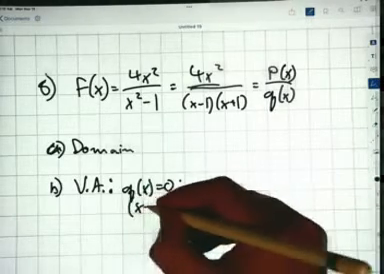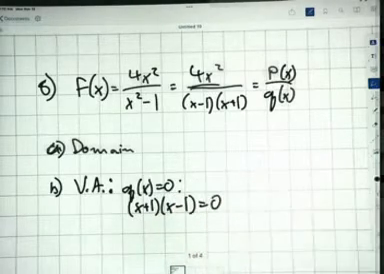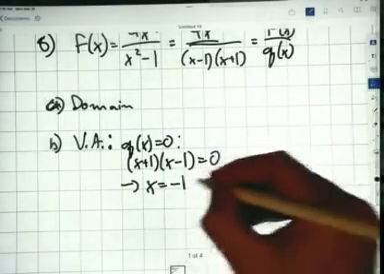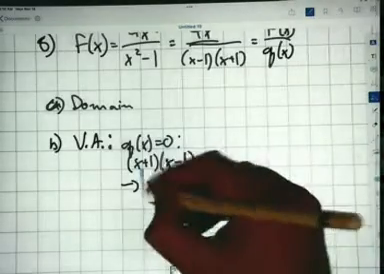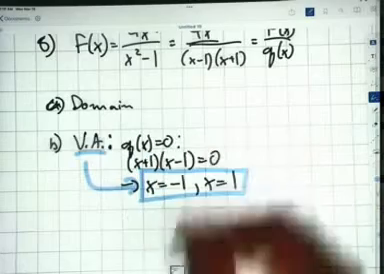So that means we have x plus 1 times x minus 1 is equal to 0, which means that we get x is equal to negative 1 and x is equal to positive 1. There are our vertical asymptotes.